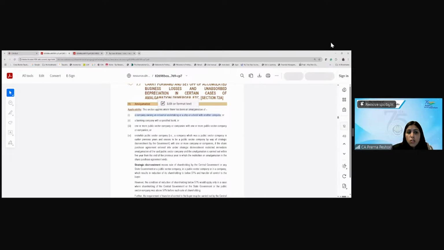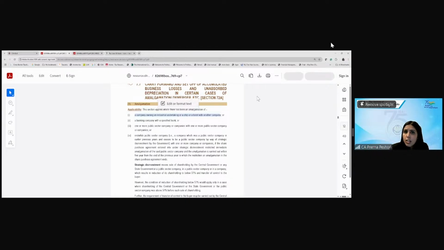In that particular case, or of the banking company with a specified bank or a public sector company, then this section is applicable, which says that the losses and the unabsorbed depreciation of the amalgamating company shall be deemed to be the loss or unabsorbed depreciation of the amalgamated company, and this loss can be carried forward and set off by the amalgamated company for a fresh period of 8 years. Not for the balance period which is remaining, for a fresh period of 8 years.